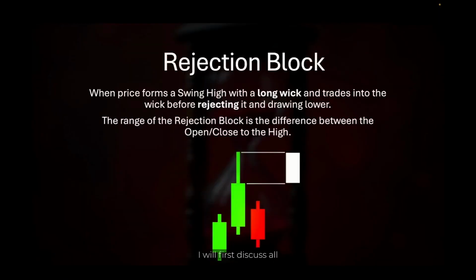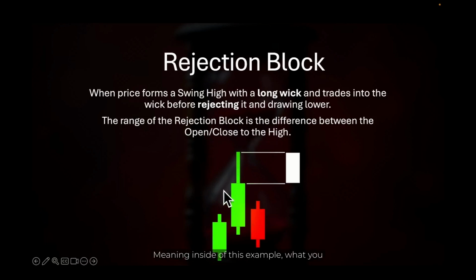I will first discuss all the premium arrays with you, and then we're going to take a look at the discount arrays. The sequence of the premium arrays begins with the formation of a bearish rejection block. A bearish rejection block forms when price forms a swing high with a long wick and trades into the wick before rejecting it and drawing lower. The range of the rejection block is the difference between the open or close of the final candle of the swing high formation to the high.